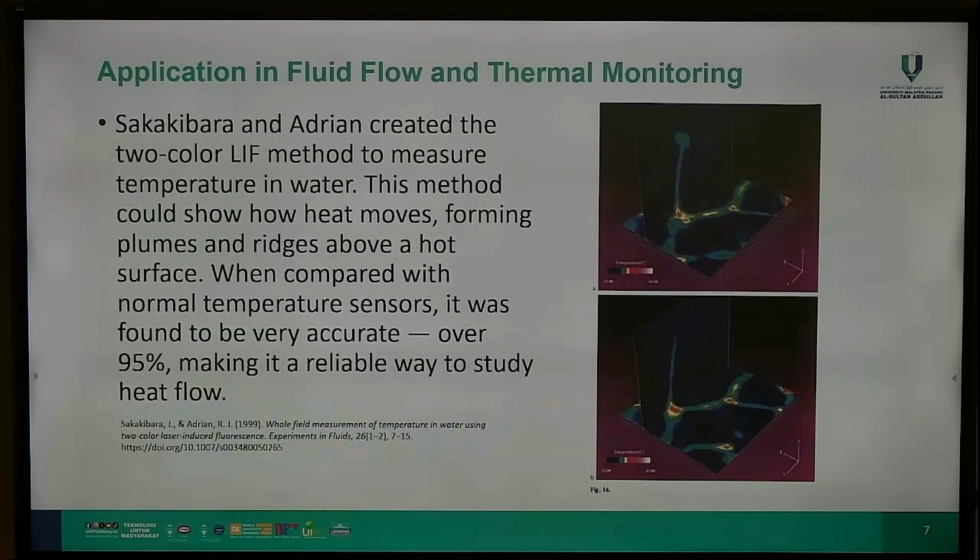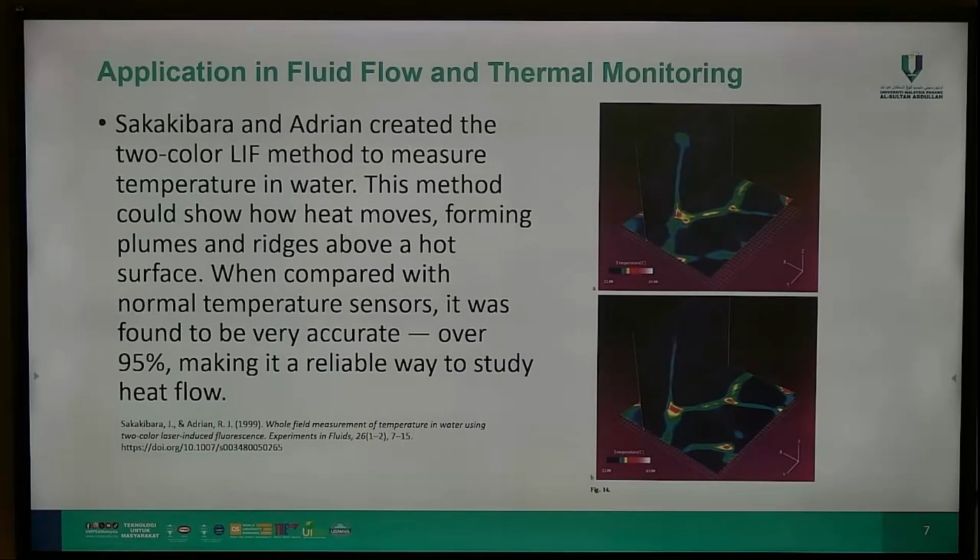Another one is by a Japanese researcher. He wants to read how heat moves, and the pattern of the clumps and the ridges above the hot surface. This one is also using rhodamine B. Rhodamine B is a very useful dye to measure temperature. For example, another one, fluorescein, can also be used to read the temperature.